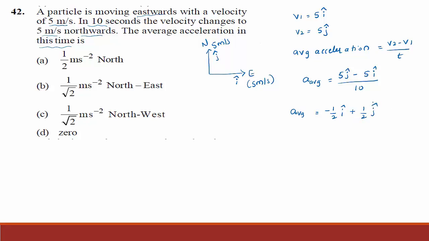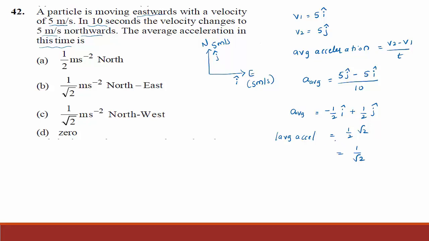This is average acceleration. When we calculate its magnitude, average acceleration, so directly I can write the answer, which is equal to 1 by 2 into root 2, or we can write 1 by root 2. Now see here, we got average acceleration is equal to 1 divided by root 2.